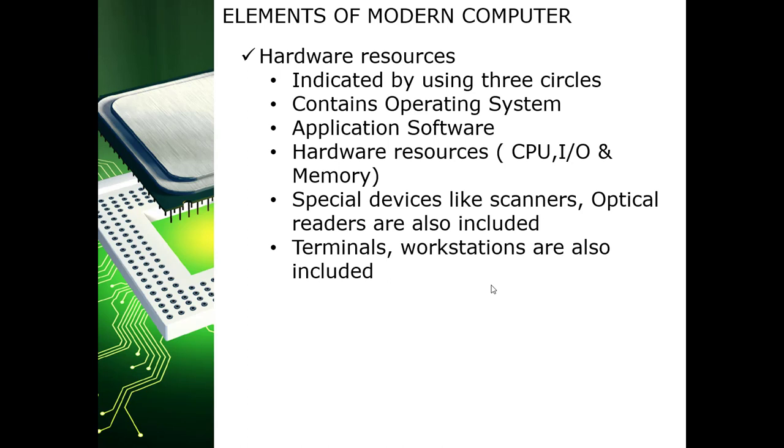Suppose you take a network of computers, either on both sides, sequential or parallel. Suppose you take the computer network on the sequential computer side. So as a network, it may contain terminals and workstations. In case of a network, terminals and workstations are also included within the hardware resource side.